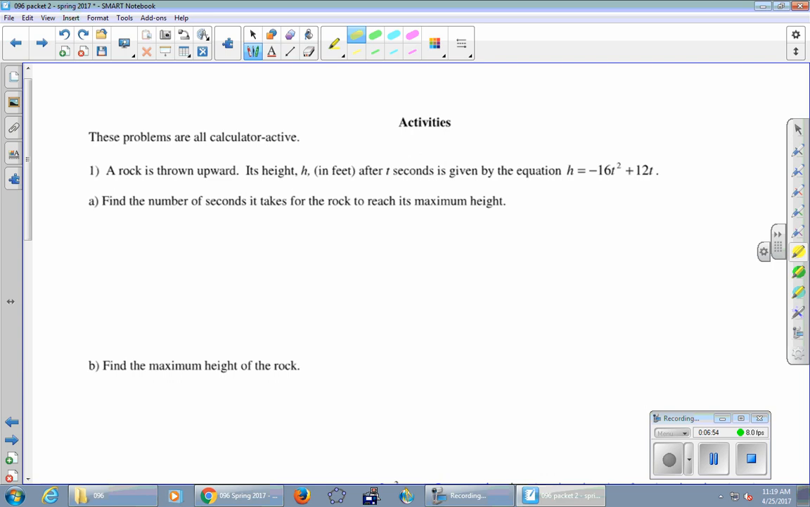In part A, where's the word? What is the word? Maximum. Circle it, highlight it. That says to you, vertex. In part B, maximum, vertex, right? Nowhere in A or B does it say vertex. But both of those questions really just ask you to find the vertex.